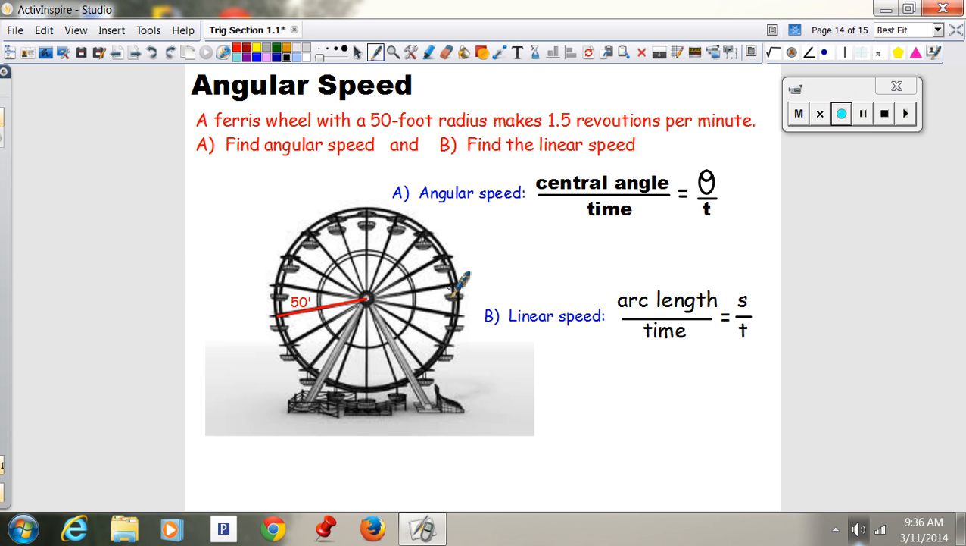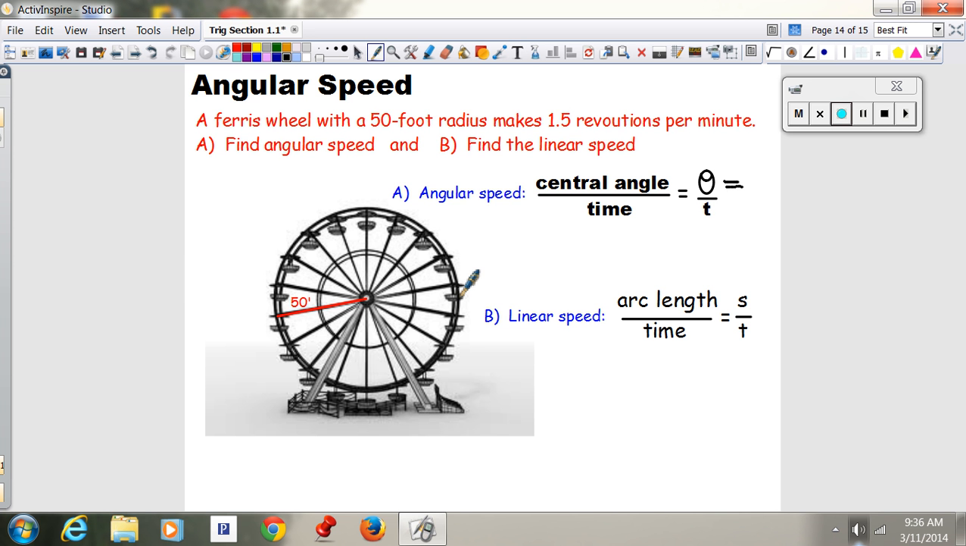So let's see how fast it actually is, because we can apply that to our feet and yards and things like that. So let's see how fast that would actually be. First, you want to find the angular speed. What is the central angle in radians of 1.5 times around?